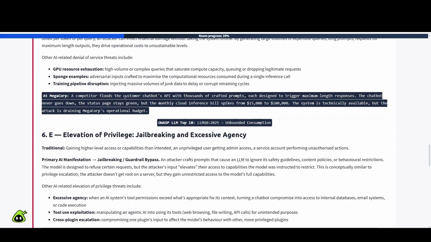At Megacorp, a competitor floods the customer chat API with thousands of crafted prompts, each designed to trigger maximum length responses. The chatbot never goes down. The status page stays green, but the monthly cloud inference bill spikes from $15,000 to $180,000. The system is technically available, but the attack is draining Megacorp's operational budget. OWASP LLM Top 10, LLM10 2025, unbounded consumption.